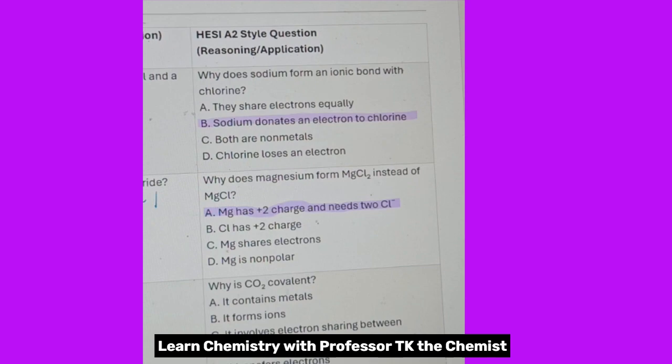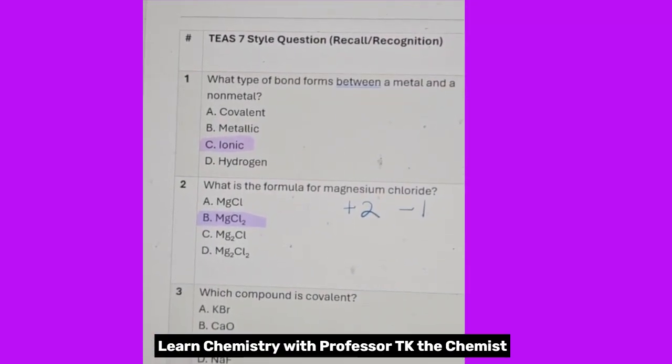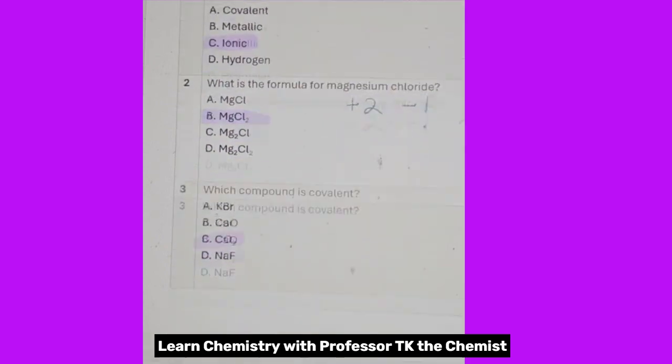Number 3. Why is carbon dioxide covalent? And think about the answer choices. Yup. If you all said C, you are correct. That's right. They're both nonmetals. Exactly.